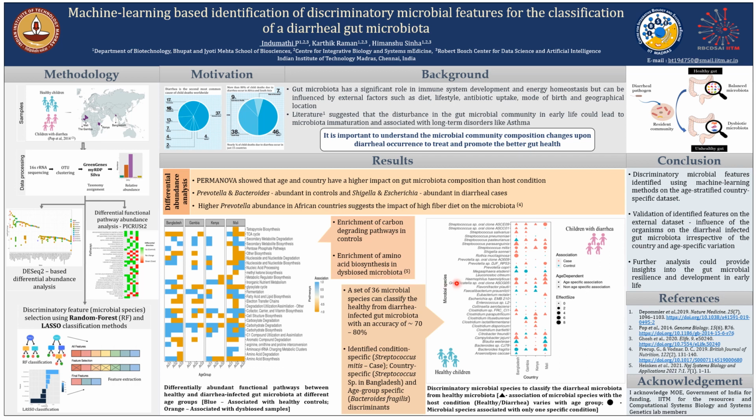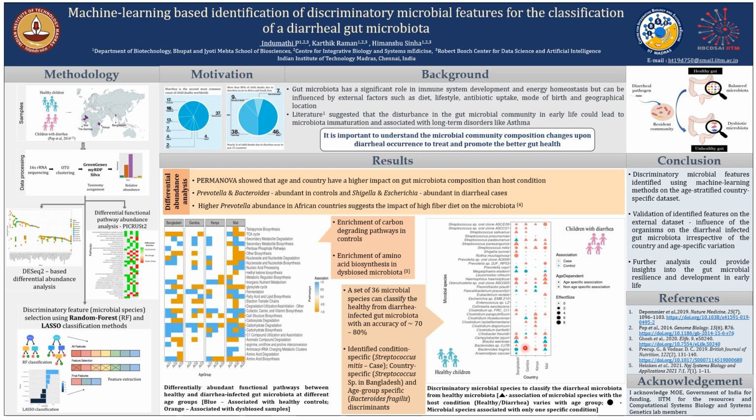Finally, RF and lasso identified a set of 36 microbial species as discriminatory features for the classification of diarrheal samples from the healthy samples. This analysis showed country-specific and age group-specific variation along with the condition-specific variation. For example, the association with the host condition varies with age groups: Bacteroides fragilis was associated with the cases in the first year of life, whereas it is associated with controls after the second year.